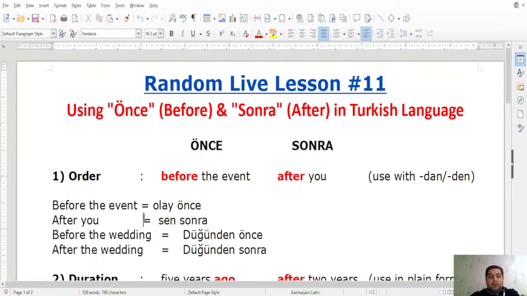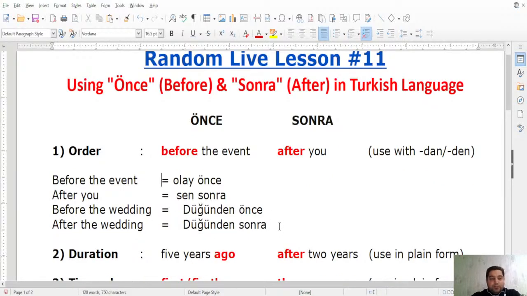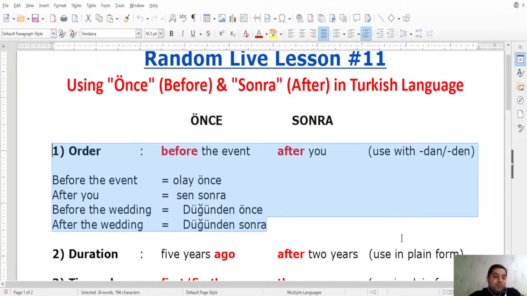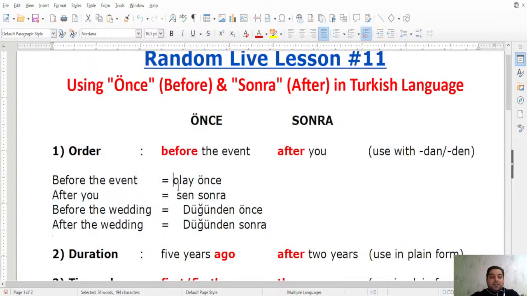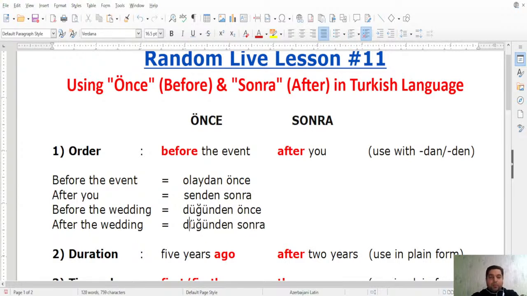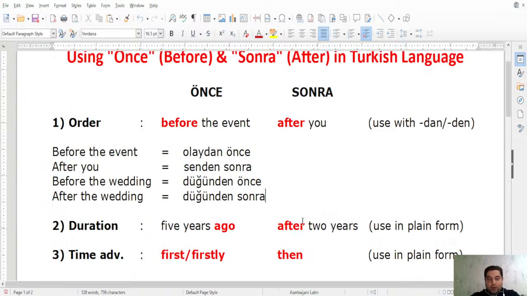That's basically very simple. The first use is when we want to specify an order of events, an order of things that happened first and second. Olaydan önce, before the event; senden sonra, after you; düğünden önce, before the wedding; and düğünden sonra, after the wedding. Okay, so that is the order.